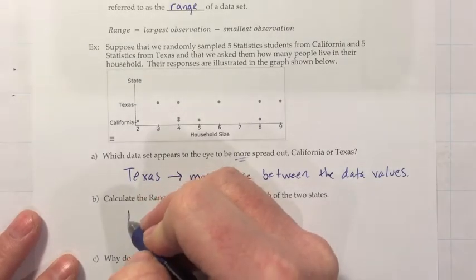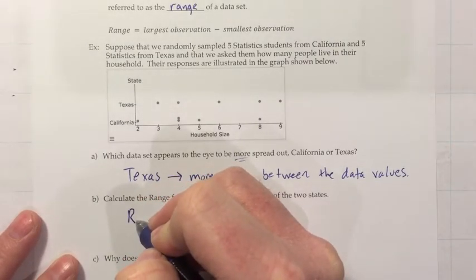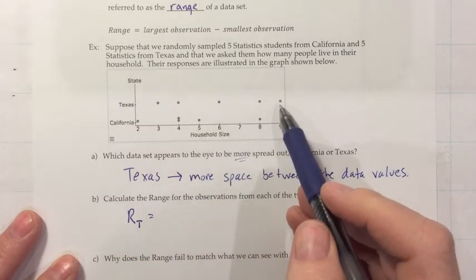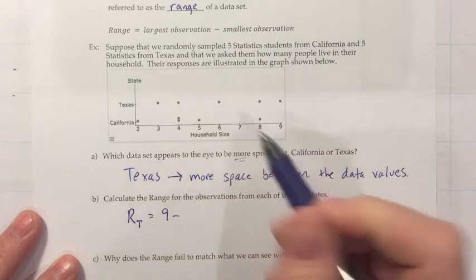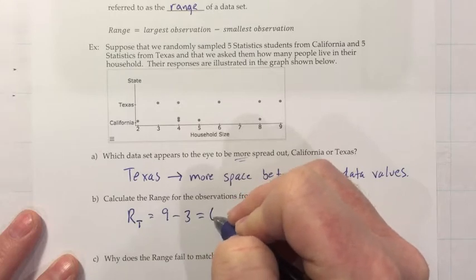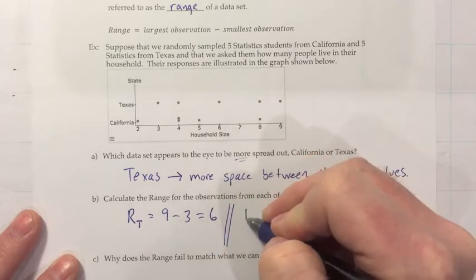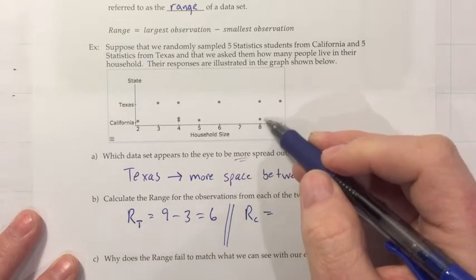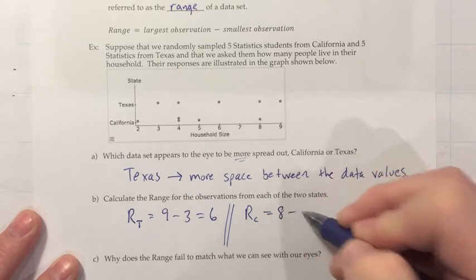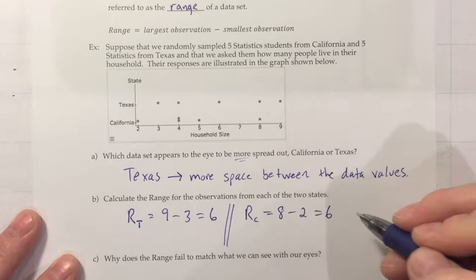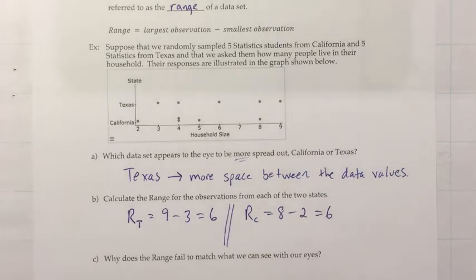So I'll do a range for Texas, so I'll call that RT. That'd be the largest observation in Texas, which was 9 people in the household, minus the smallest observation we got, which was 3 people in the household. So the range there is 6. And then if I do that same calculation for California, the largest number of people per household in my sample was 8, minus the smallest observation, which was 2, and I actually get 6. So according to the range, those are both spread out the same.